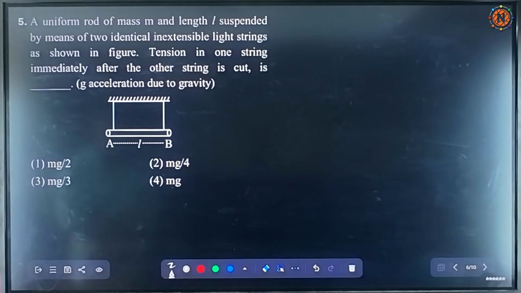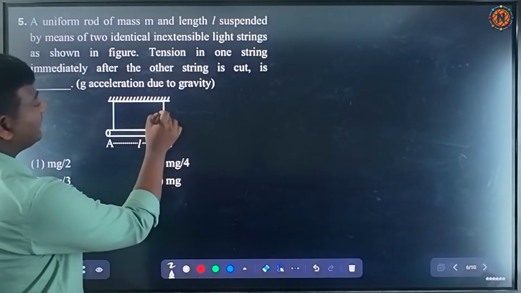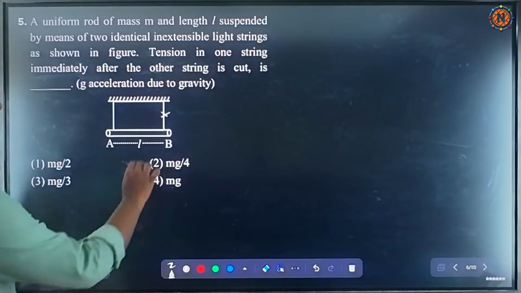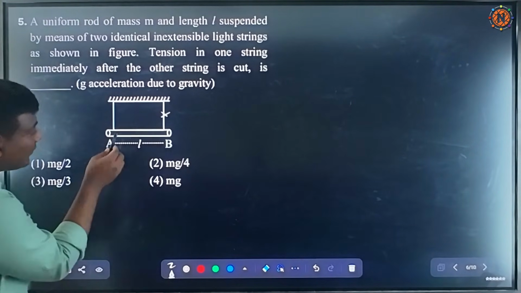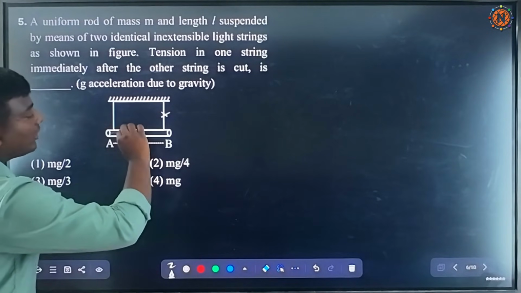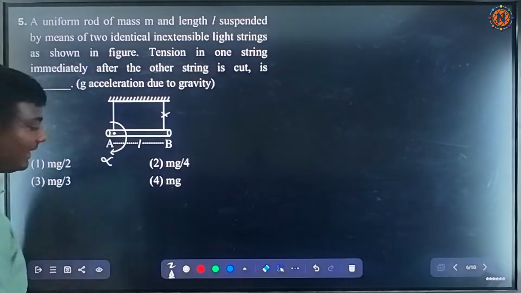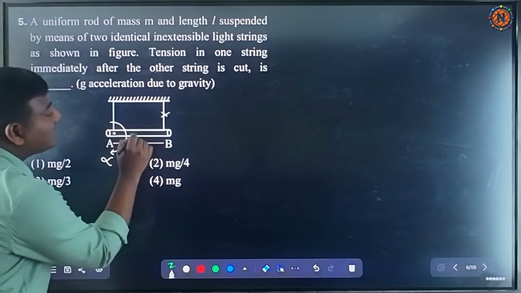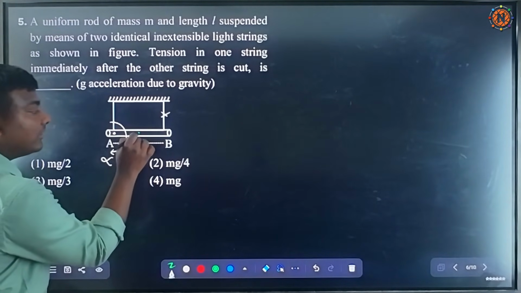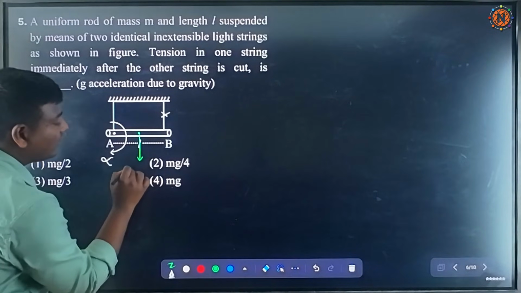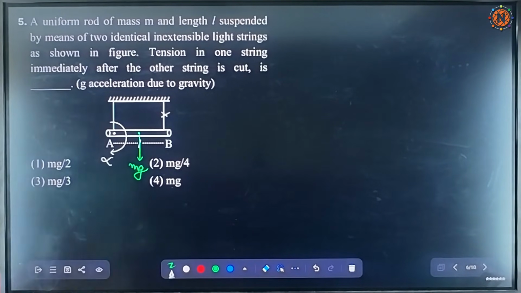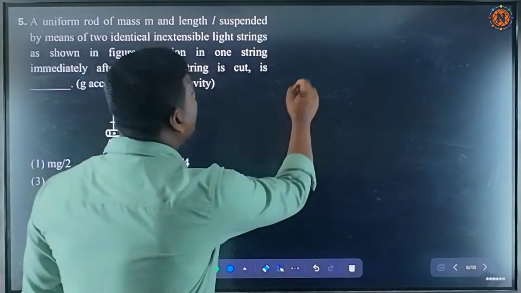A rod of length L is suspended with the help of two strings. Now if one string is cut, what happens? This rod will rotate about this point. Yes or no? The rod will rotate about this point, so it will have an angular acceleration alpha. Next, the center of mass will be at the center because it is a uniform rod. This will be the center of mass. So one force will be there, mg. Let me draw it again.